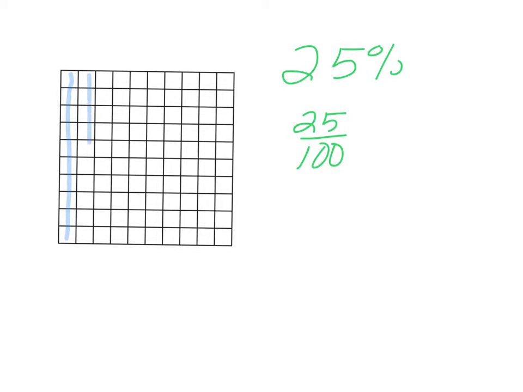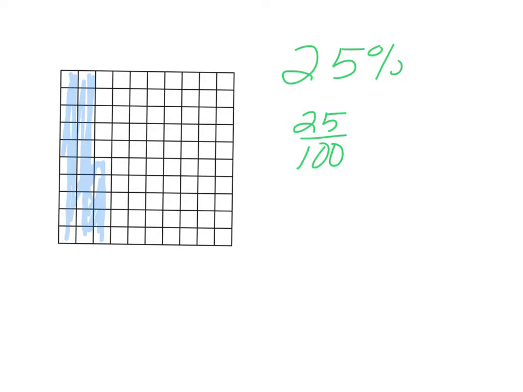So let's look at another one. Let's say we were trying to model 25% on a chart. Remember, 25% means it's 25 out of 100. So we are going to color in 25% of the squares. So we're going to go 10, 20, and 5 is half of 10. So 1, 2, 3, 4, 5. And we would color that all in. But that's enough to show that it's 25% of the square.